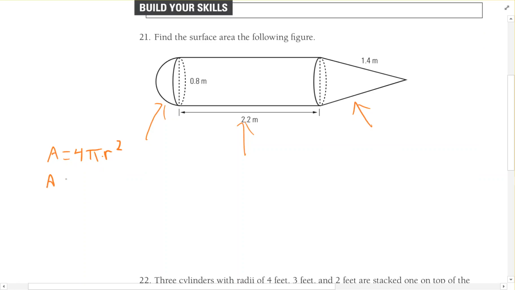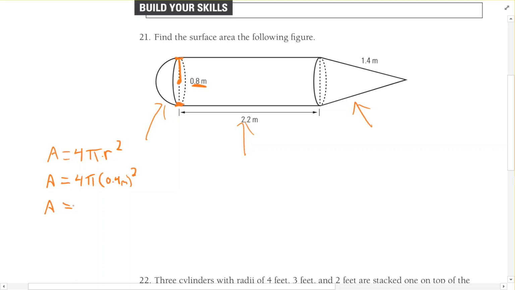Area of an entire sphere would be 4 times pi times the radius squared. This 0.8 is talking about the whole thing. That's the diameter, from there to there. We want half. The radius is half of that. So this is going to be 0.4 meters.